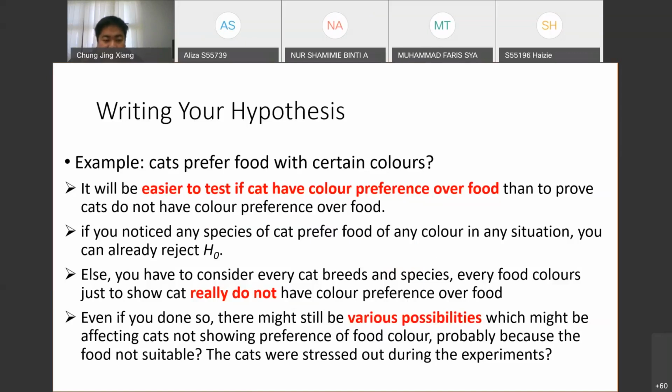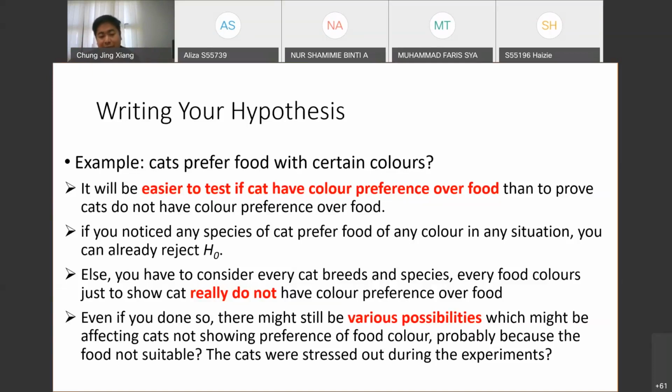It will be easier to test if the cat has a preference over food than to prove that the cat does not have a color preference over food. So how different are these? We want to test if the cat has a preference over food, and we want to test the cat does not have a color preference over food. When you think about it, it sounds similar, like the same thing. Actually, it's very different.